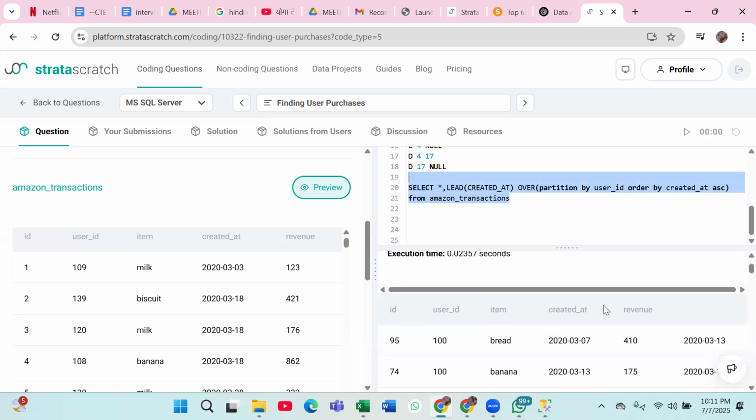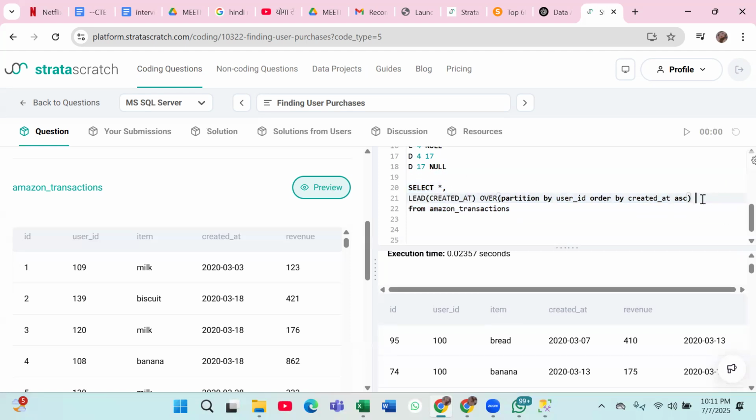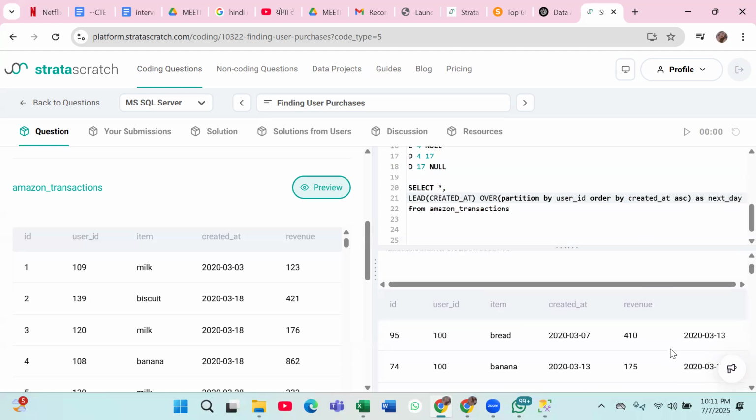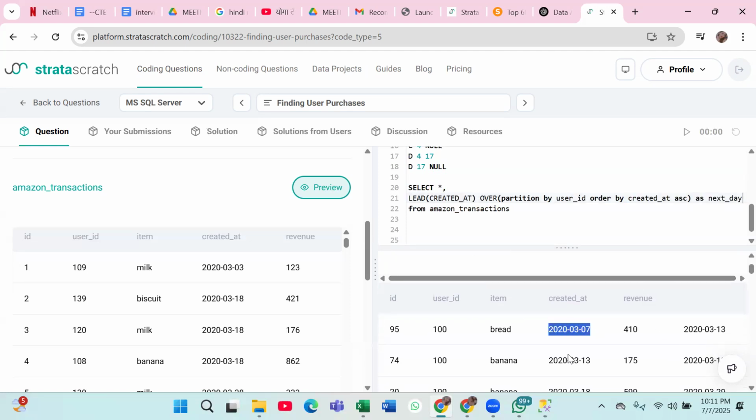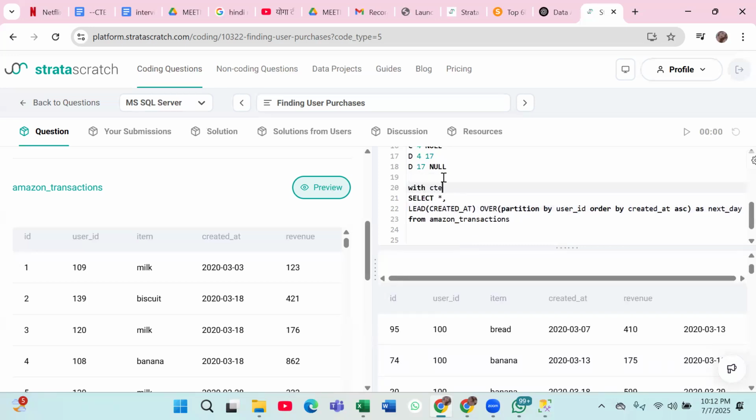Okay. So here, are you able to get it? I will write it now. Let me give the alias which you were talking about, as, let me write down next day. Clear with you? So here you can see that I'm getting the next purchase date for each user. Can you see that? Yes. Okay. I'll save it in my CTE with CTE as.